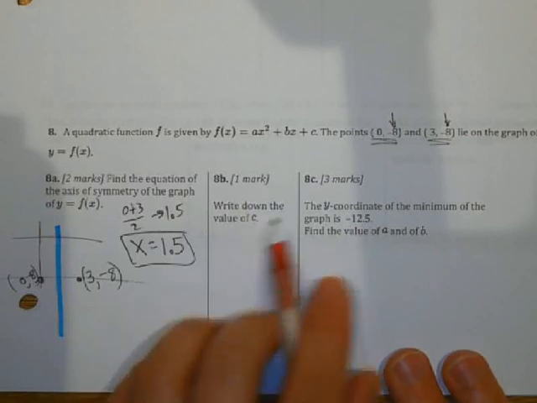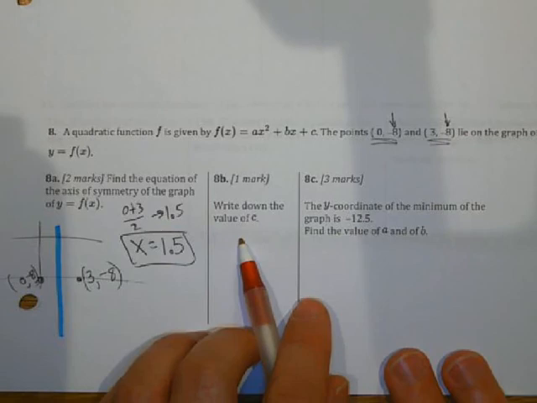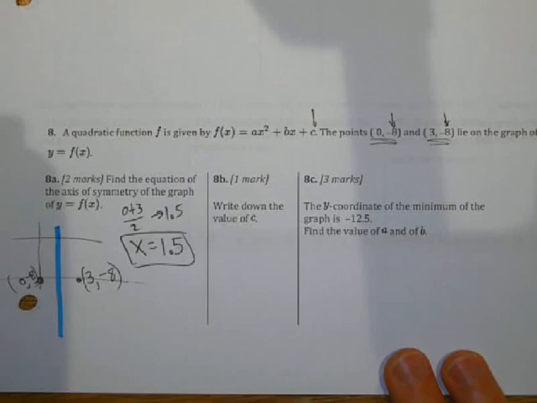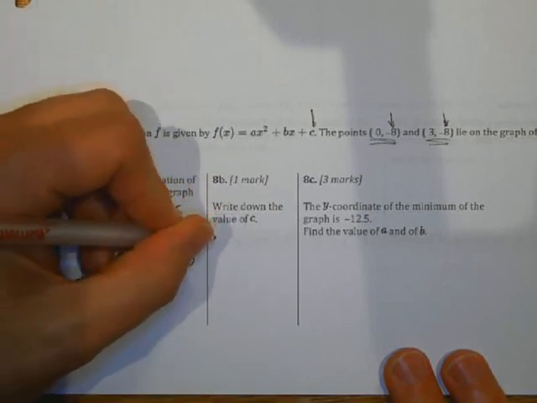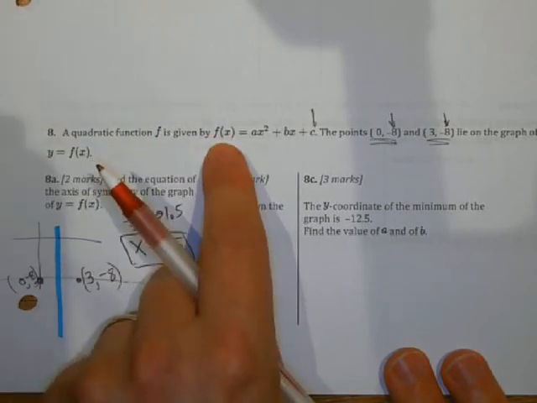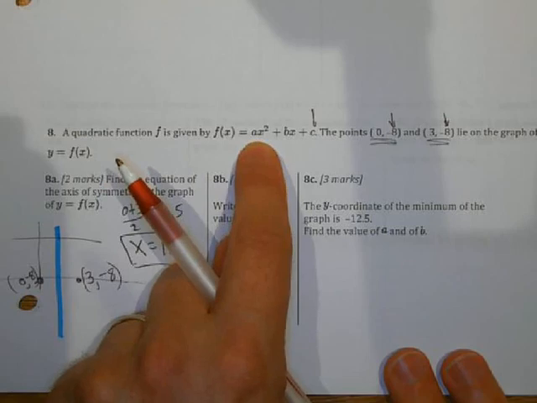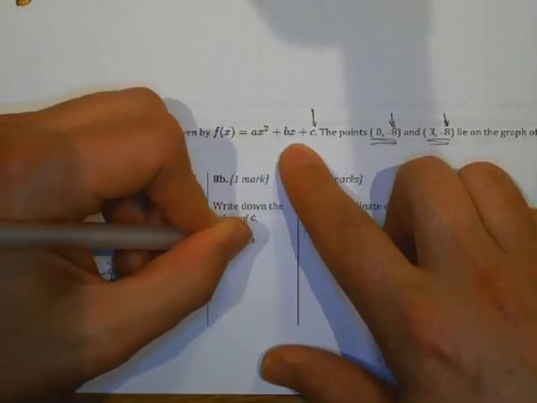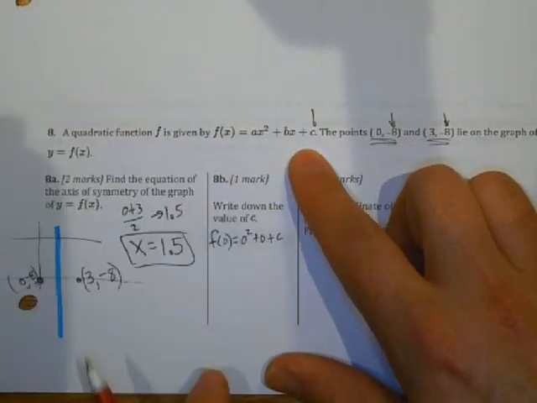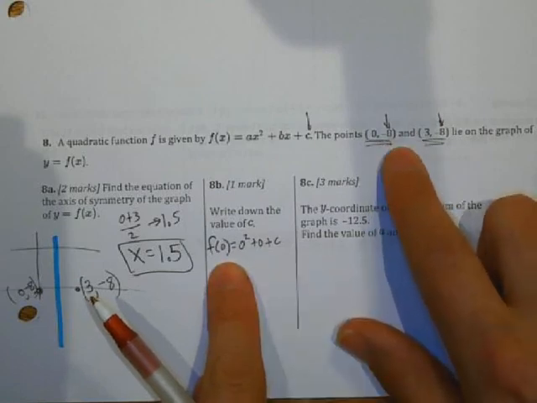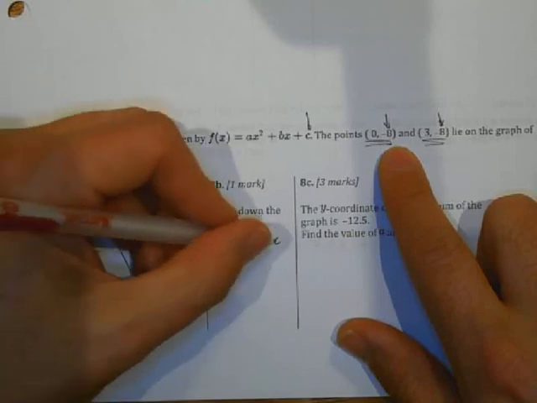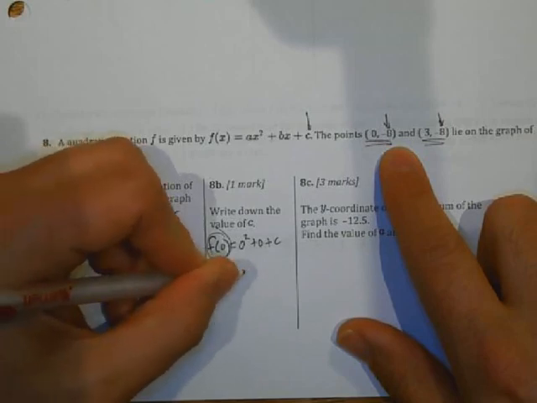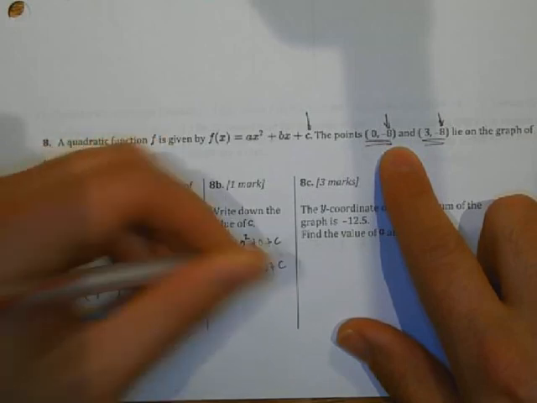Okay, write down the value of c. You can figure out c when x is 0. If I plug in 0 for x, I'm going to get 0 squared plus 0 plus c. And so when x is 0, the y value here is -8. So I'm going to replace this here with -8, and so c equals -8.